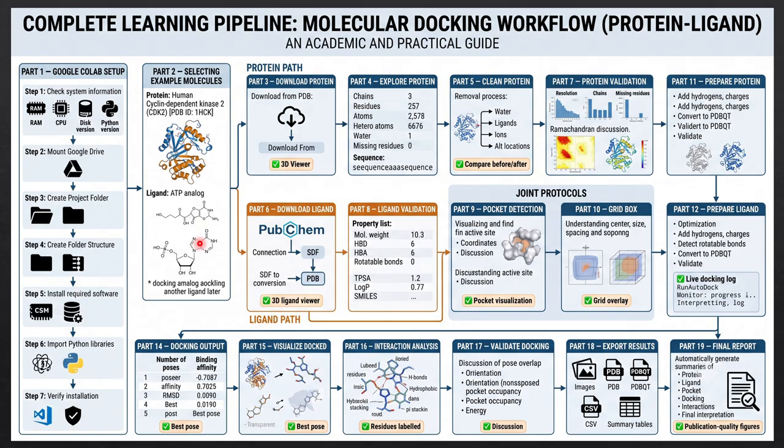Later we'll come to part 2, where we'll be downloading the protein of interest and the ligand molecules. Sorry, in part 2 we'll be selecting the protein molecules and assigning them to the system, and then in part 3 the exact molecular structures will be downloaded from PDB, and we will also explore the protein, the different chains, residues, and characteristics of the protein.